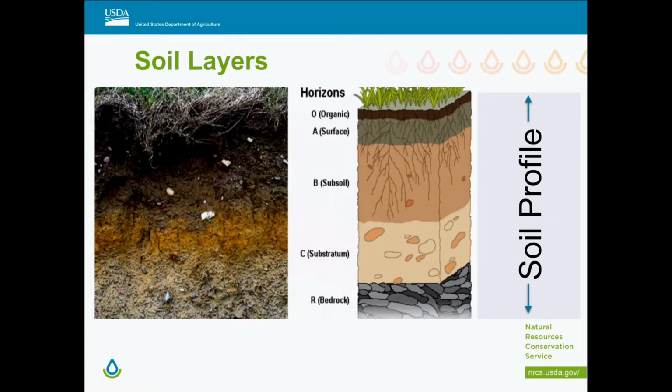Obviously, that is a very beautiful artist rendering, but this is really important when you think about how roots and water are interacting in the soil: how thick are those layers and what is the composition of those layers. And then all of the layers together is called the soil profile. So if you hear a soil scientist talking, or you're reading a document, and they're talking about horizons and profiles, that's what they're talking about.